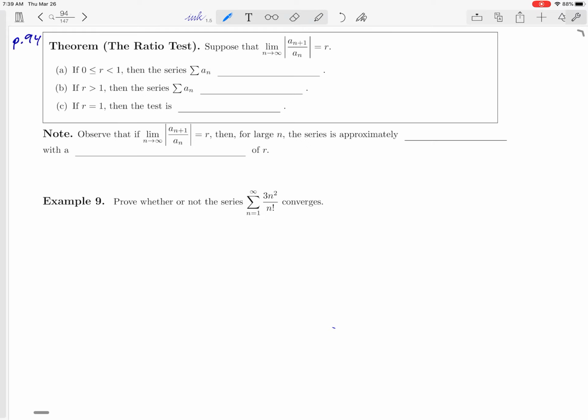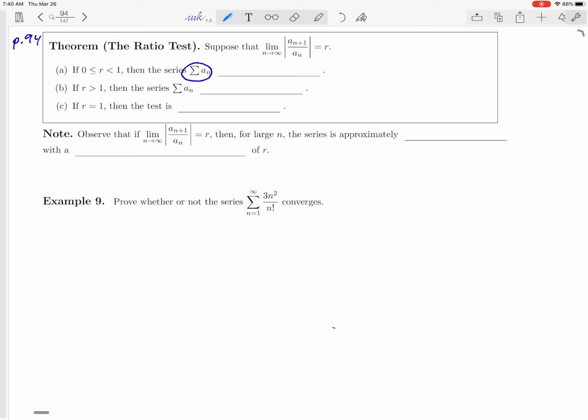We are looking at the top of page 94 in the workbook. This is an introduction to the last convergence test of section 8.3, the ratio test, which gives us one more way to decide whether or not a series converges. Here's how this test works.